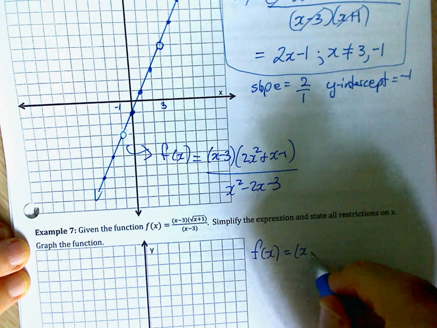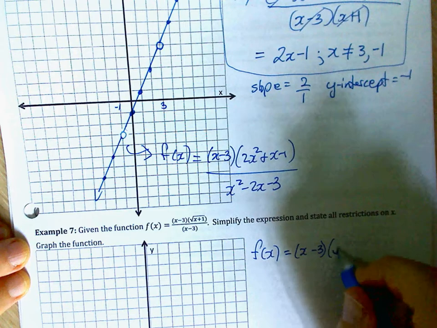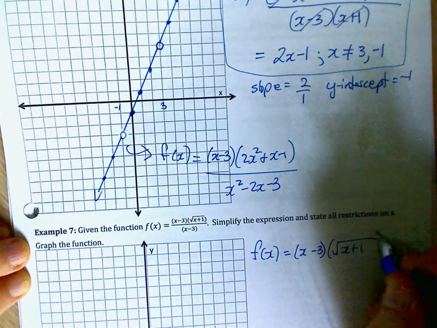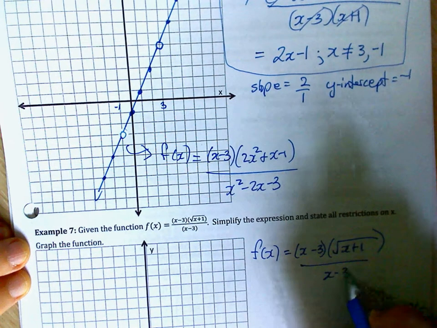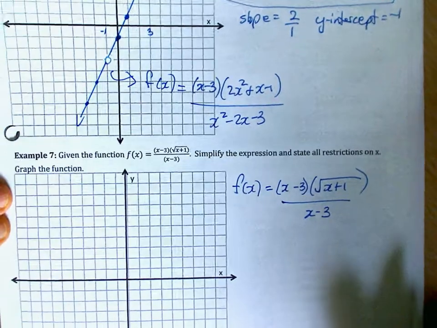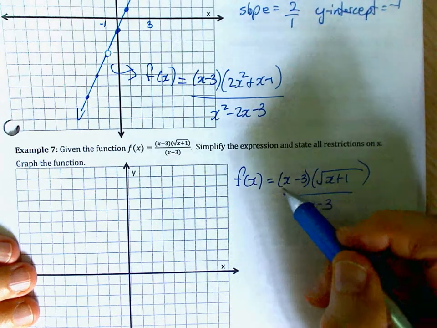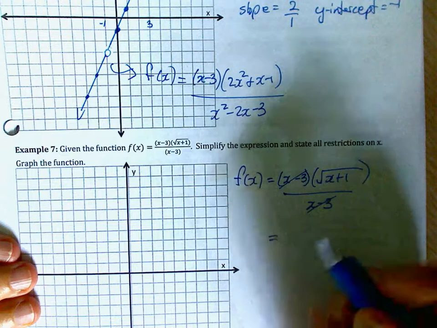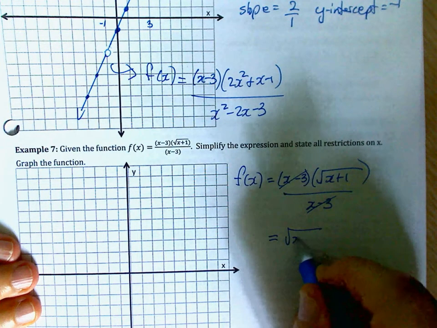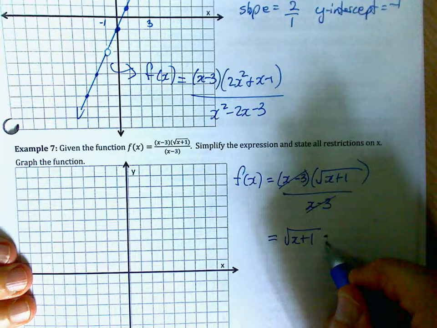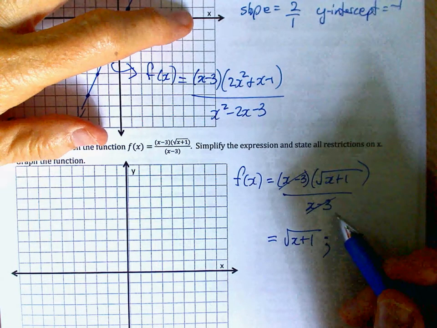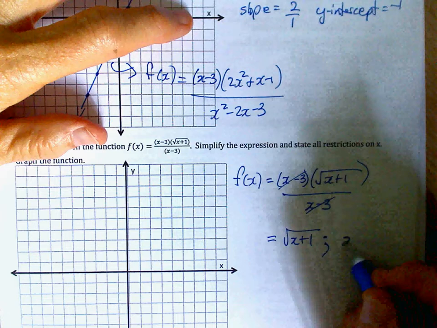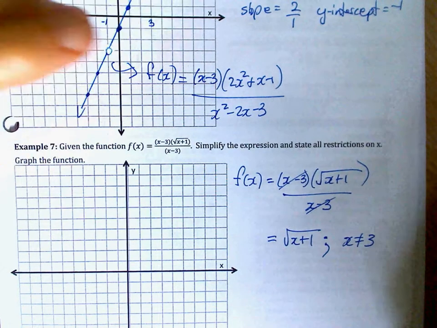This is called a square root function. And you'll learn more about this in Unit 3. We're going to cross this out. Can you tell me what the restrictions on this graph would be? Anything? X cannot be 3. Are there any other restrictions? We cannot take the square root of a negative number.